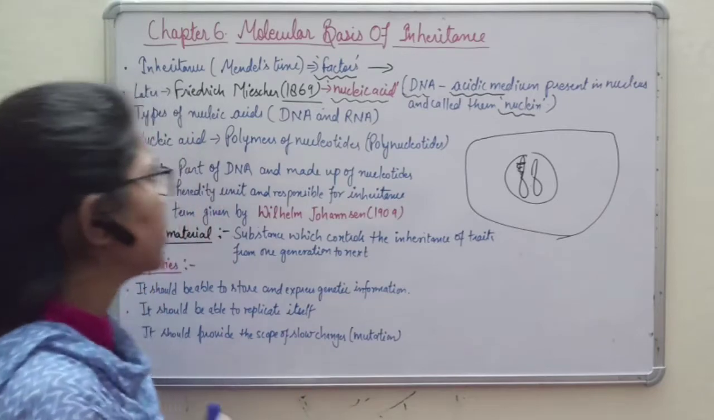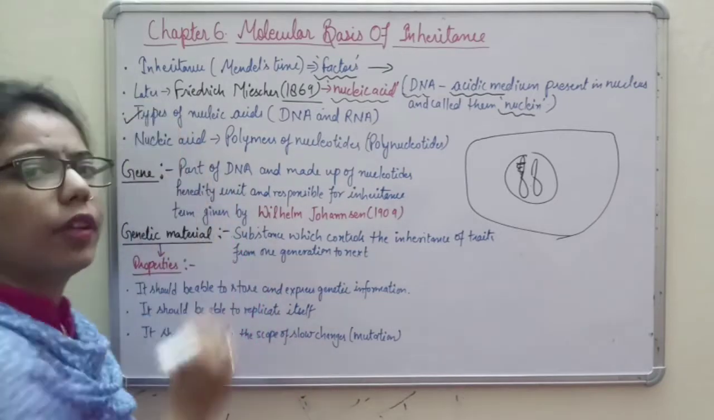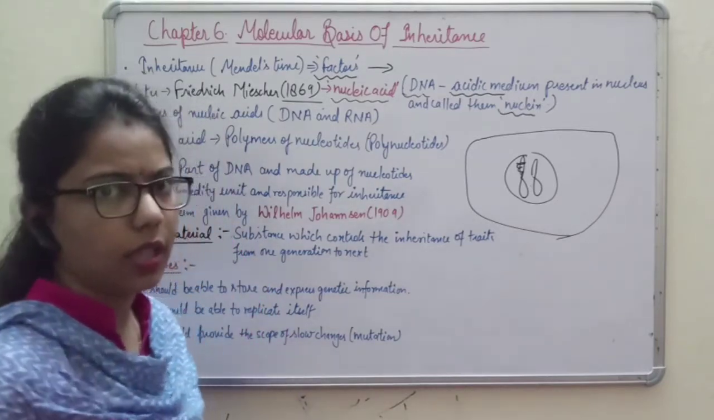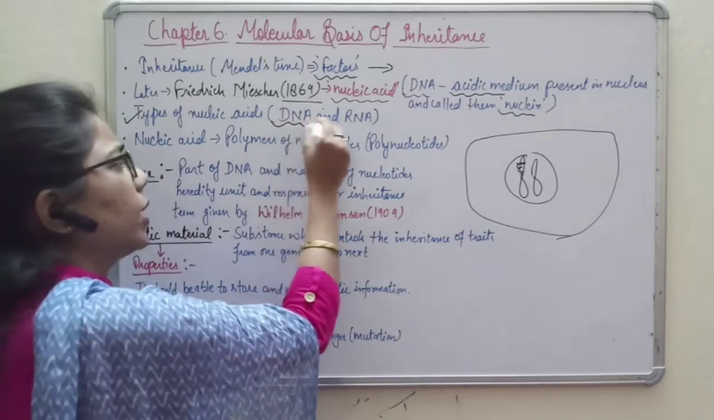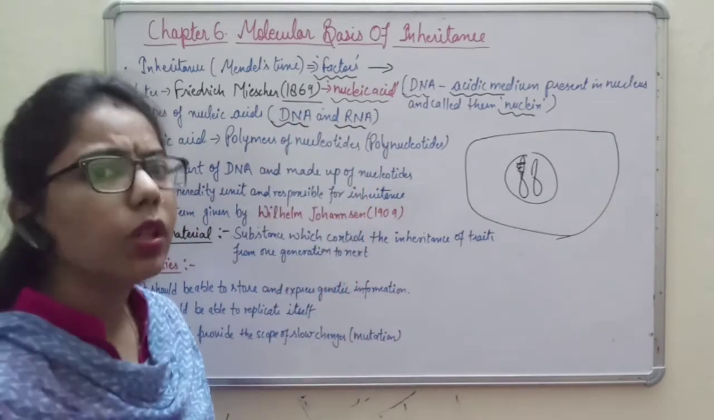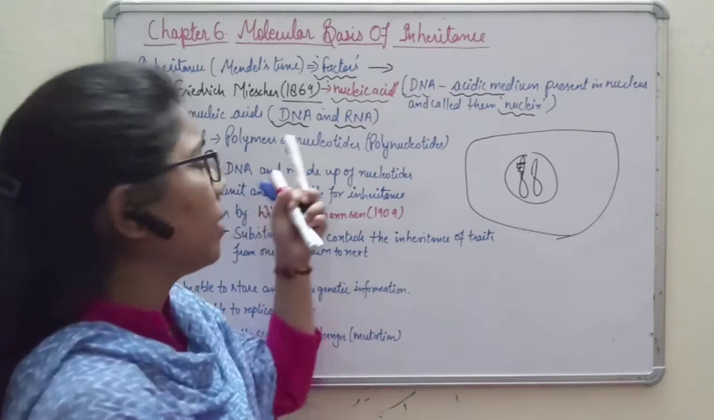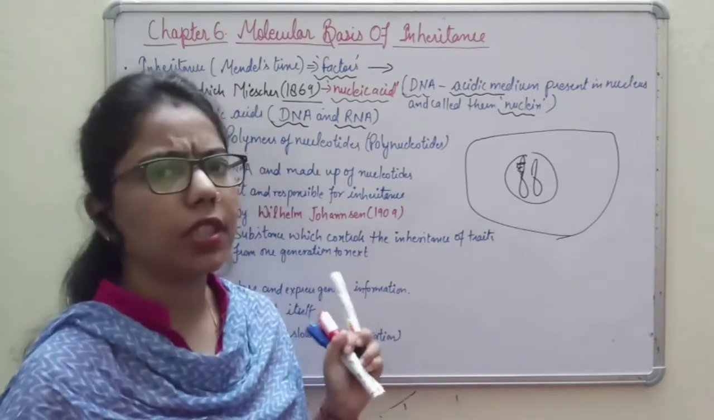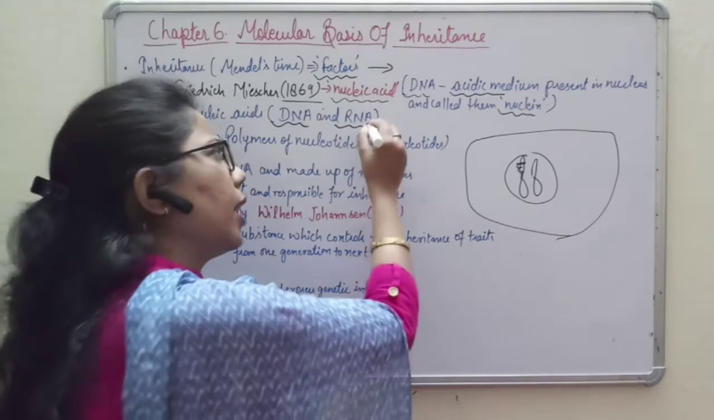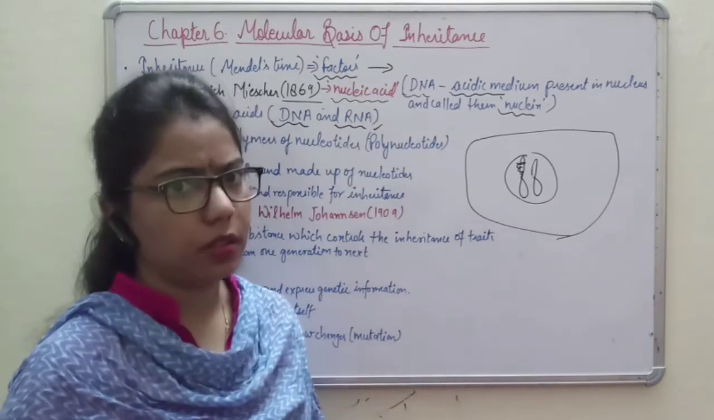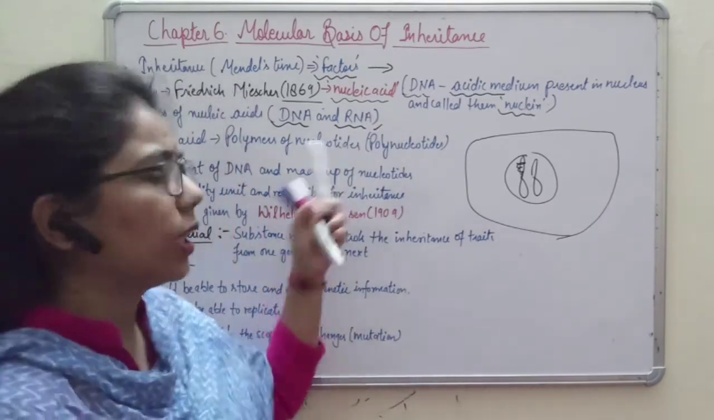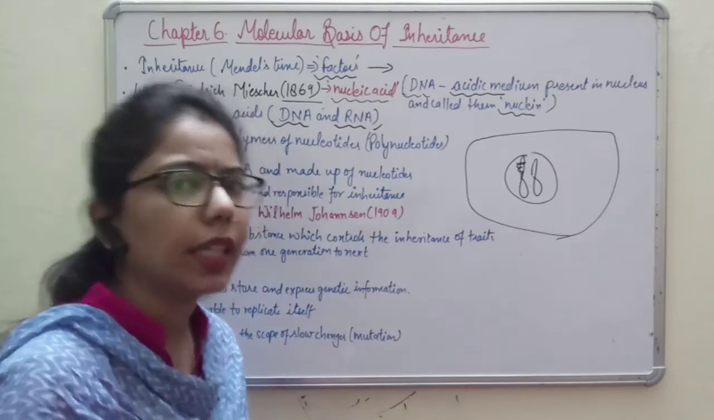Here we will study that majorly we have two types of nucleic acid, that is DNA and RNA. Most of the time we are studying about DNA, which is a genetic material, but sometimes RNA is also present. In some of the viruses RNA is also a genetic material.